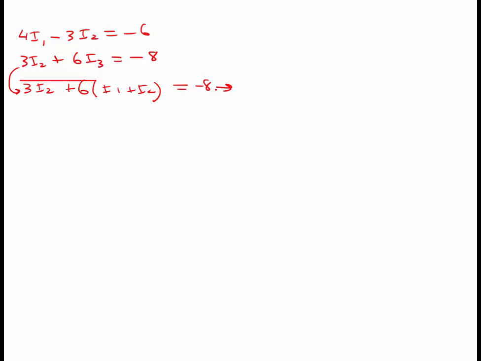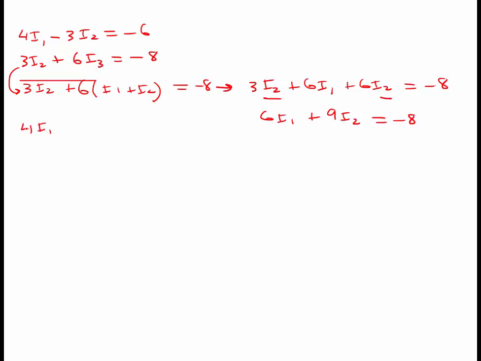And then what we'll get is 3I2 plus 6I1 plus 6I2, and this equals -8. Then we can combine these two terms. So what we have is that 6I1 plus 9I2 is equal to -8. Now we have these two equations, so now we can combine them.